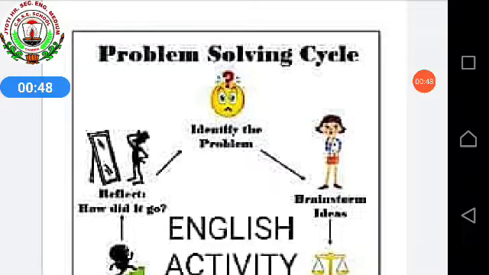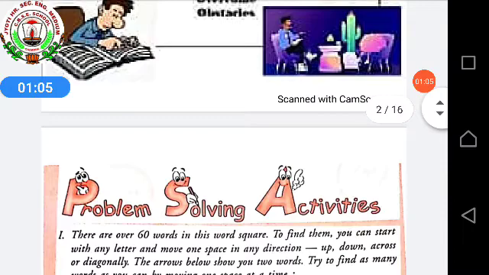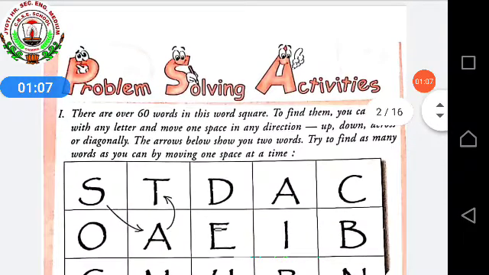So let's start the activity. Your first page in your activity, before starting the activity, sheet 1, you have revised activities, okay? So this one, problem solving activities. These problem solving activities you people have learned in class 7th also. So this will be your homework, you have to do by yourself. I'll give you some hints.